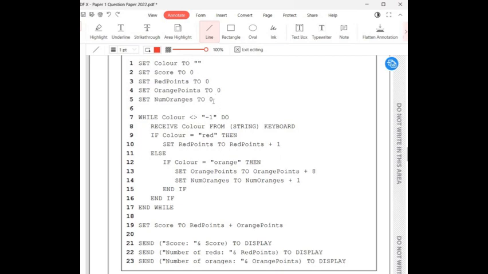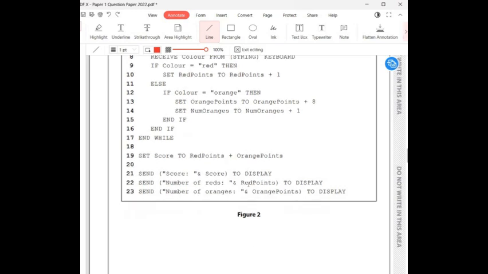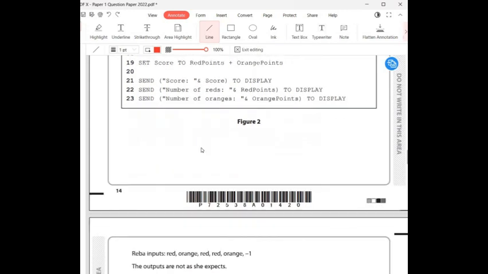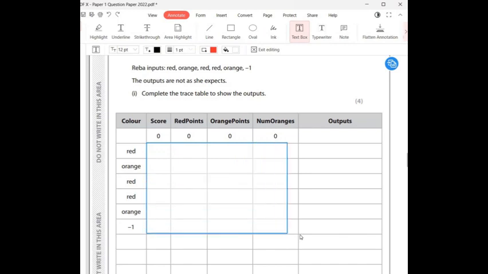So we've got all these variables set, and going into the while loop while it's not -1. So it's going to go into the color, ask the user to enter a color. If it's a red, 1 point, else if it's orange, set to 8, and then we're going to set the score to red plus orange, then we're adding the whole score together, outputting how many reds, how many oranges. So what we need to do here is we need to complete a trace table to show the outputs, which is a hard one.